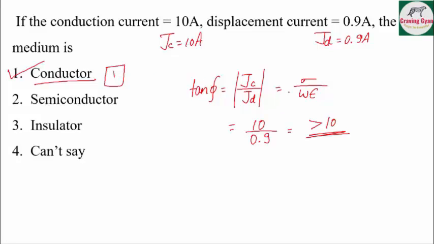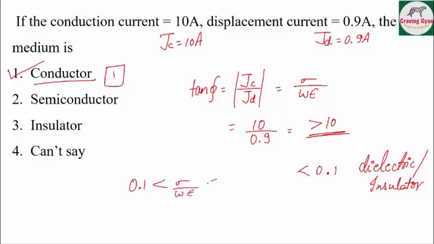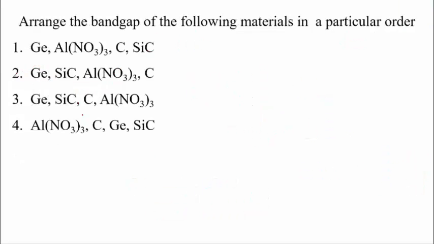If JC by JD is less than 0.1, then it is dielectric, or you are going to call it an insulator. Anything lying between 0.1 to 10, what I am going to tell is it is a quasi-conductor, or a semiconductor. So option 1 is correct.